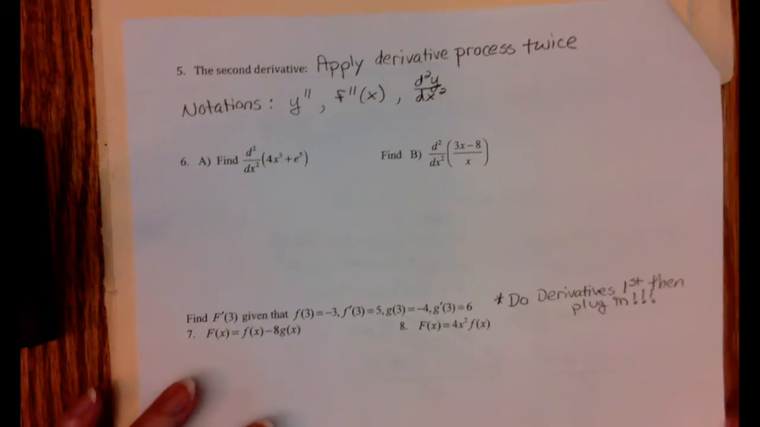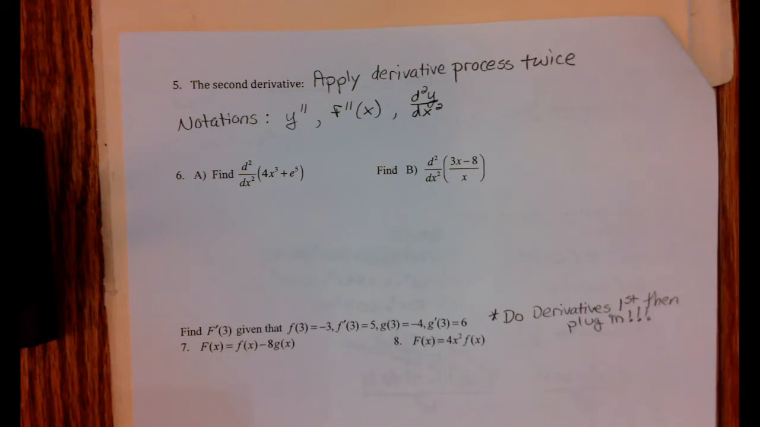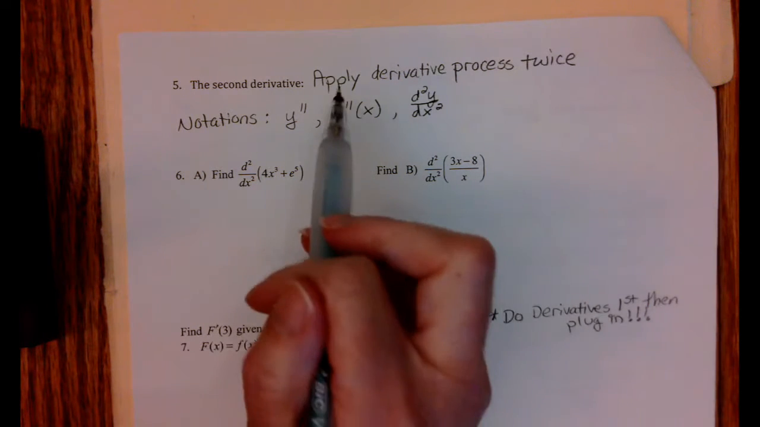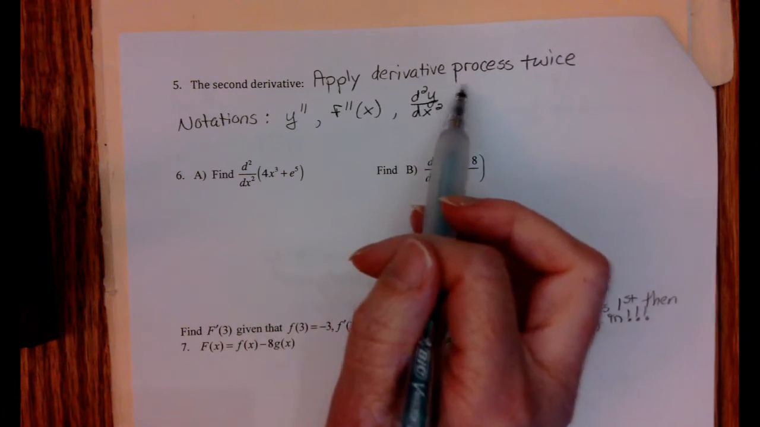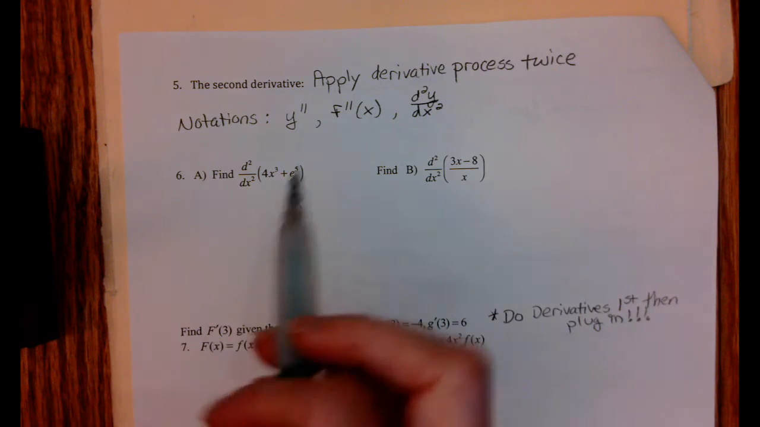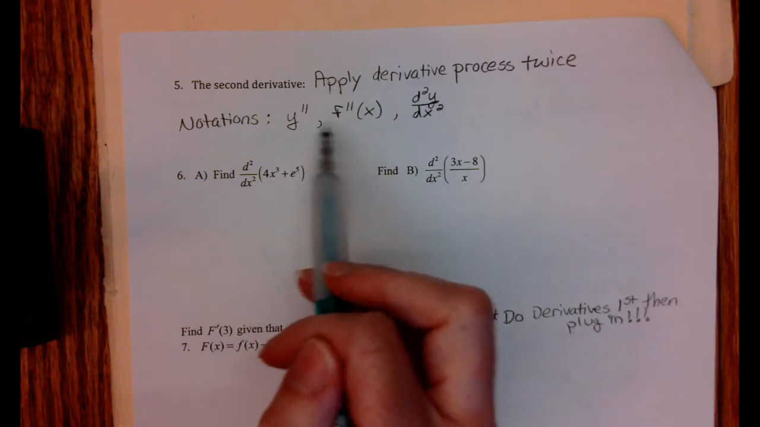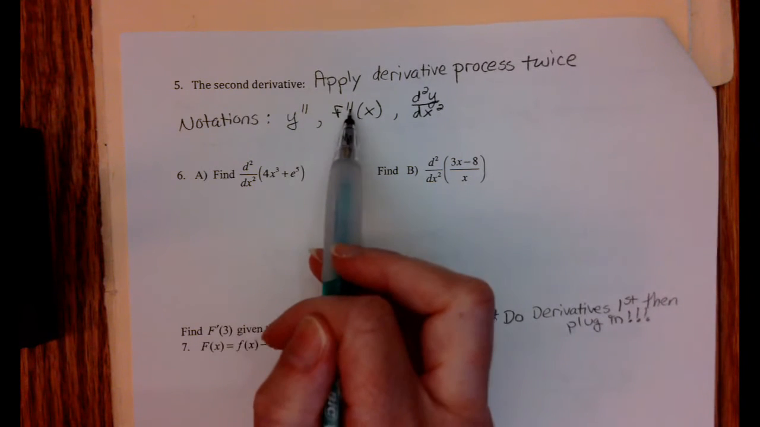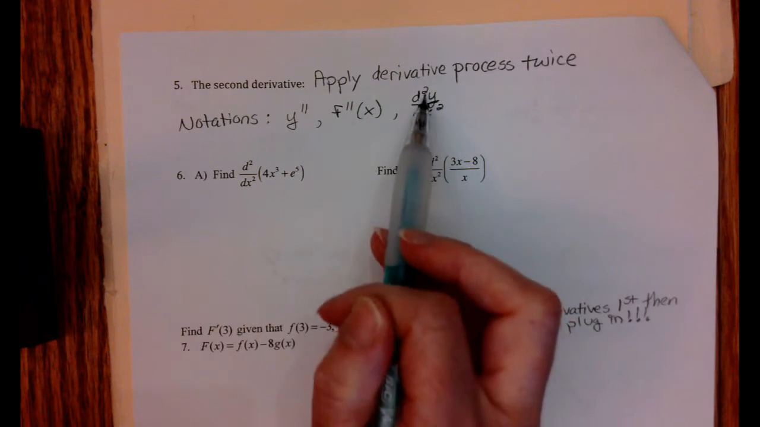The next concept is what we call the second derivative. The second derivative means I apply my derivative process 2 times. In terms of a physics connection, the first derivative represents the velocity in a traditional particle motion problem, and the second derivative represents acceleration. Notations for my second derivative are with the double prime notation or with these exponents.